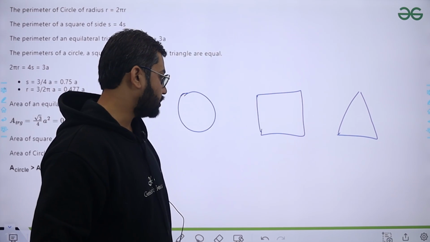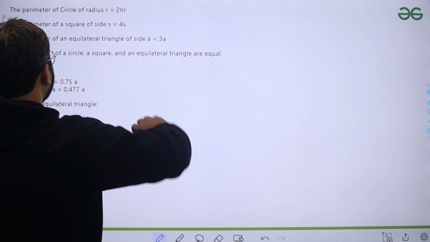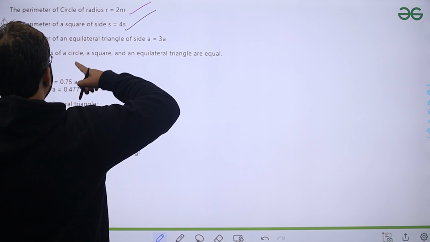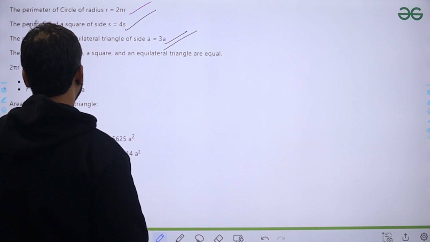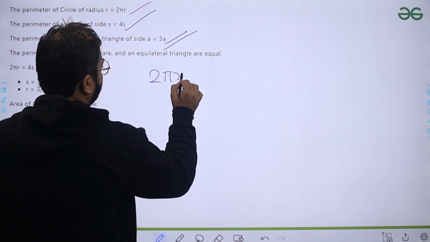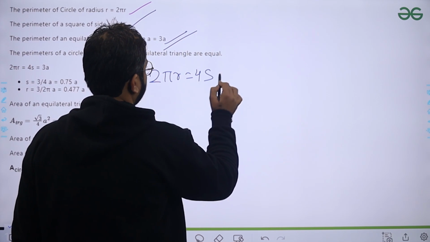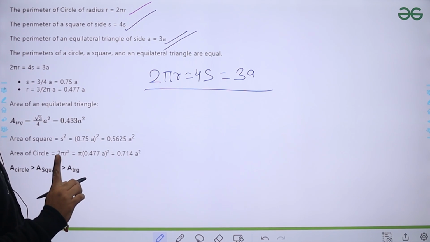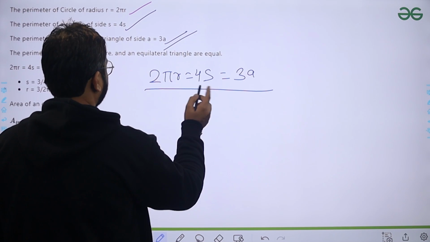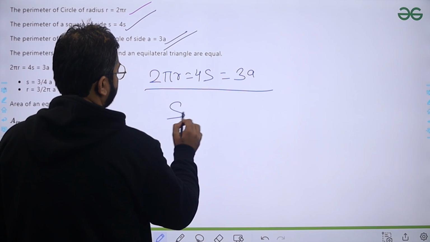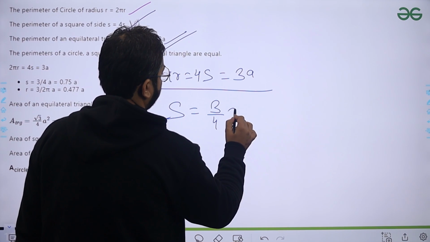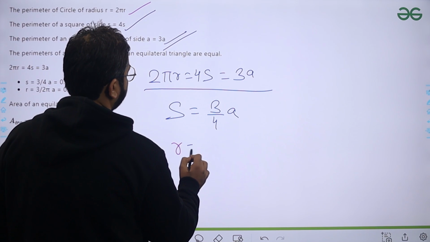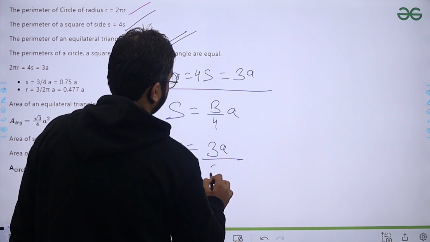Okay, let's see how this question works. The perimeter of the circle is 2πr, the perimeter of the square is 4s, and the perimeter of the equilateral triangle is 3a. They are saying 2πr is equal to 4s is equal to 3a. Now we can go with any one. If I write s to a ratio, s is equal to 3/4 a. If I write r to a ratio, r is equal to 3a/2π.